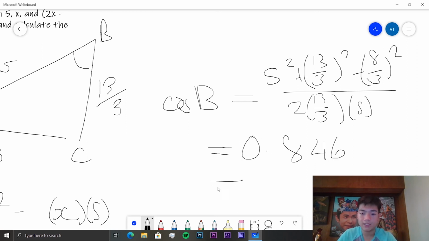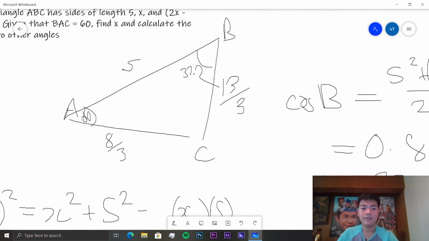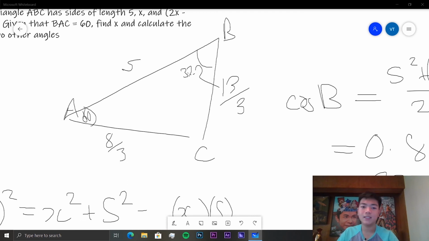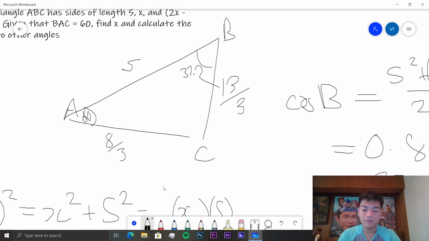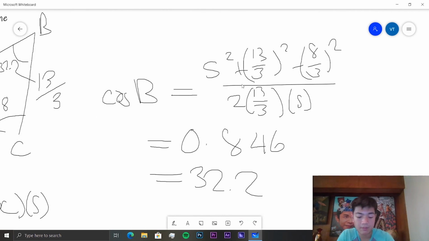0.846 for this, and so the angle must therefore be equal to 32.2. Okay, and then now we can, I guess, cheat a little, since we know that angle is equal to 60, this angle is equal to 32.2, and the angles should add up to 180. The final angle is 180 minus 60 minus 32.2, and so this should be around 87.8 degrees.